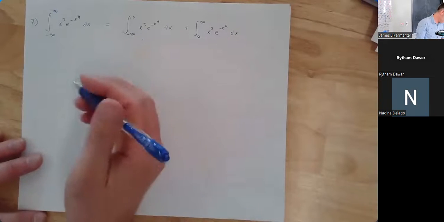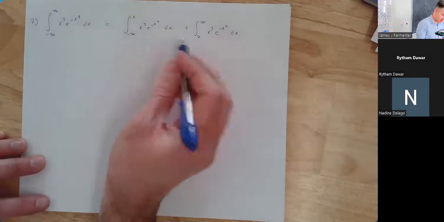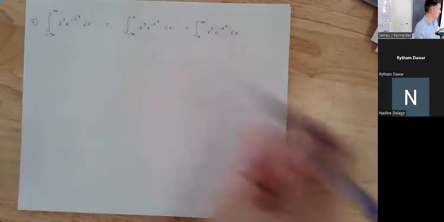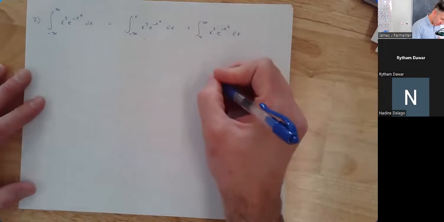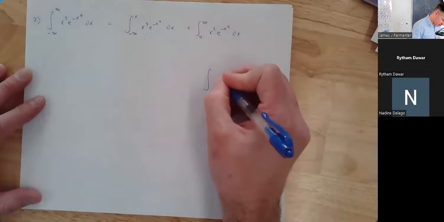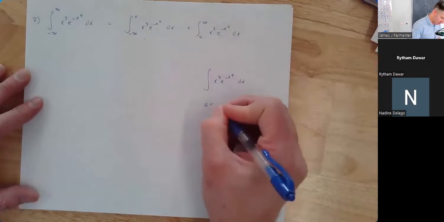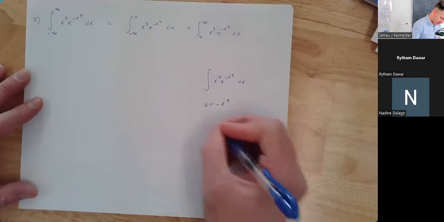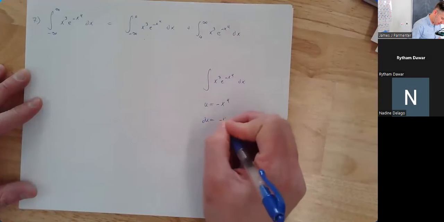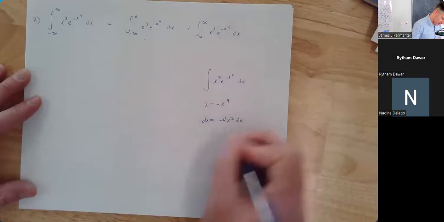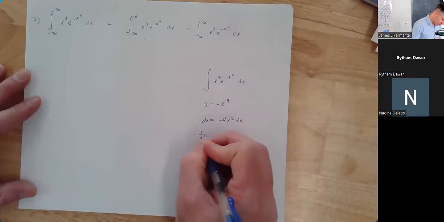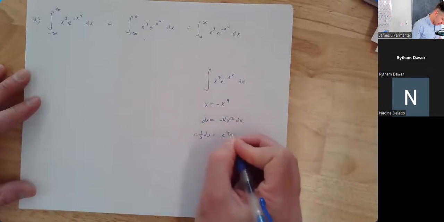Yeah, a real disappointing example. So if we look at this one though, I'm going to do my u sub off to the side. So I'm going to do my integral of x cubed e to the negative x to the fourth. I'm going to let u equal negative x to the fourth. My du is negative 4x cubed dx. So negative 1/4 du is x cubed dx.